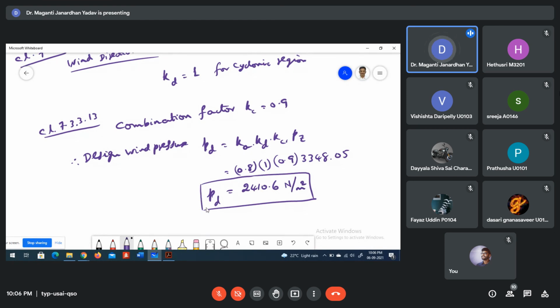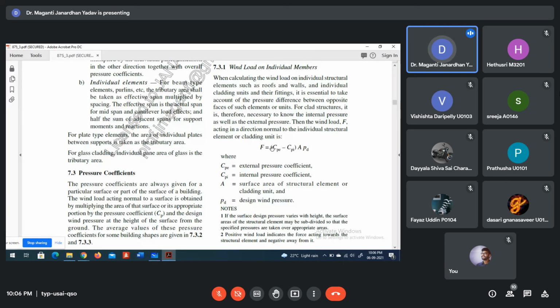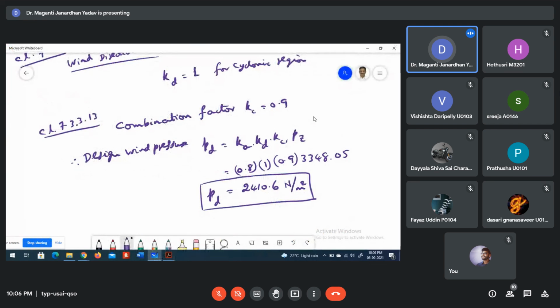Once this is obtained, if the CPI and CPE values are given, then we'll find out the values of F, and those things will be denoted as the nodal values on the joints of the roof truss. Study up to this and try to answer the first things.